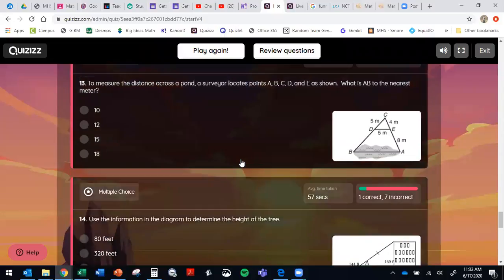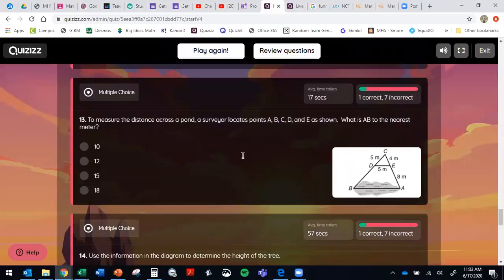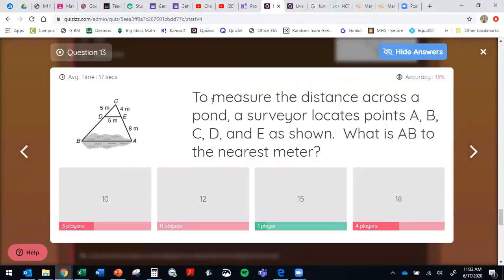All right, the next one. Okay, so this one is kind of similar. So it says to measure the distance across a pond, a surveyor locates points A, B, C, D, and E as shown. What is AB to the nearest meter? Okay, so we have two similar triangles again, and we know that these triangles are similar because one's inside of the other, and these two are parallel. I know it doesn't say that, but that has to be the case.